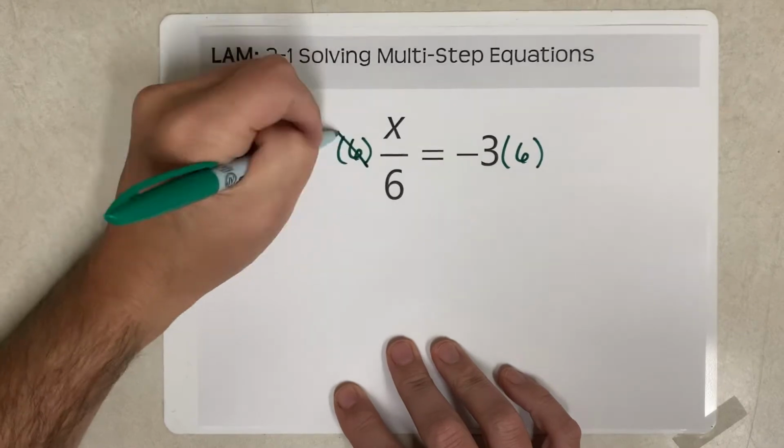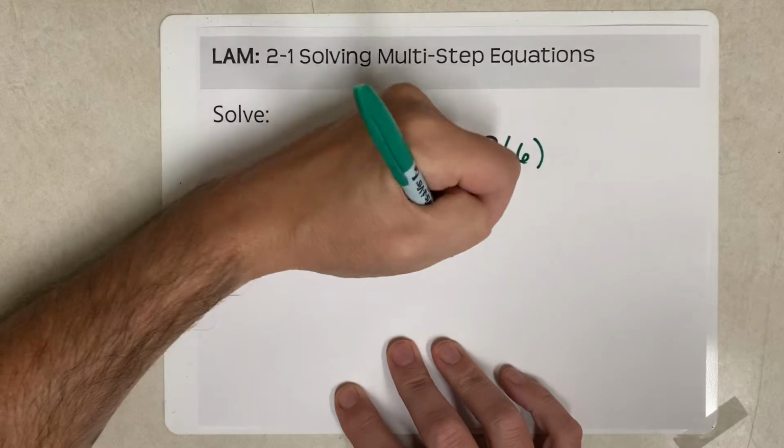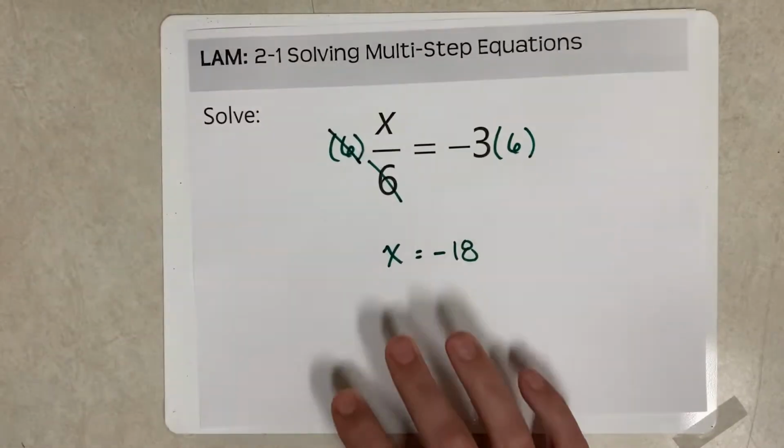Okay, so now those two 6's cancel. Drop my x down. And 6 times negative 3 is negative 18. And that's it for that one.